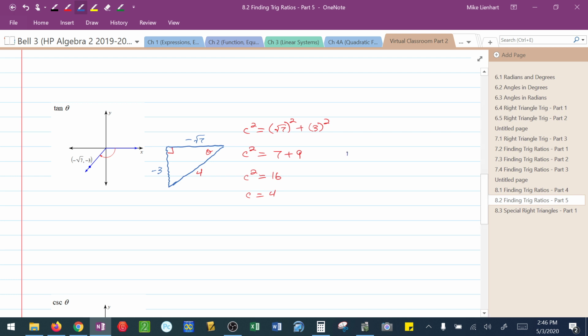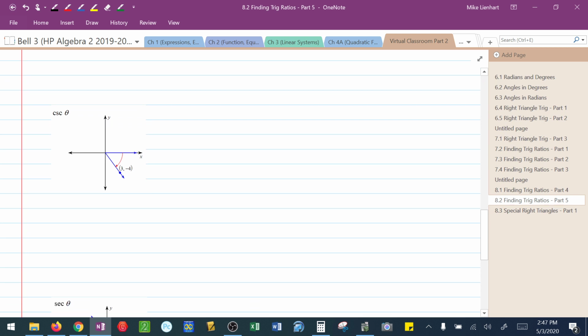To find the tangent, I really didn't even need to do that, did I? Because the tangent is, from theta, opposite, negative 3, over hypotenuse, negative square root of 7. I just have to simplify that fraction. I didn't really even need the 4. That's okay. The negatives are going to cancel out. I'm going to go ahead and also rationalize this. So I get 3 radical 7 over 7. Remember, when we rationalize, we're just multiplying top and bottom by that radical denominator.